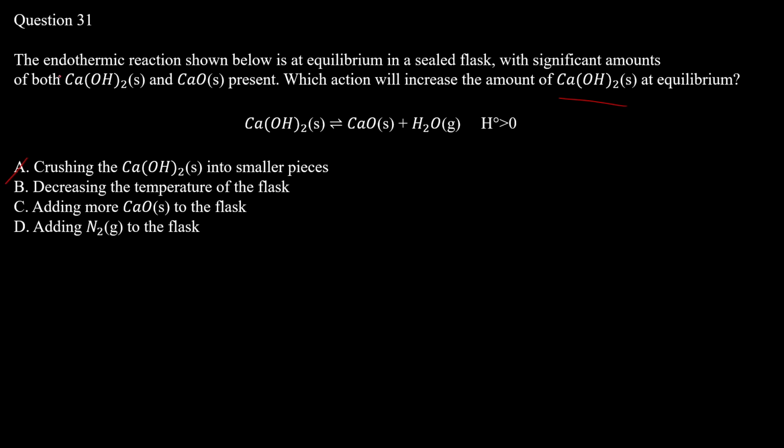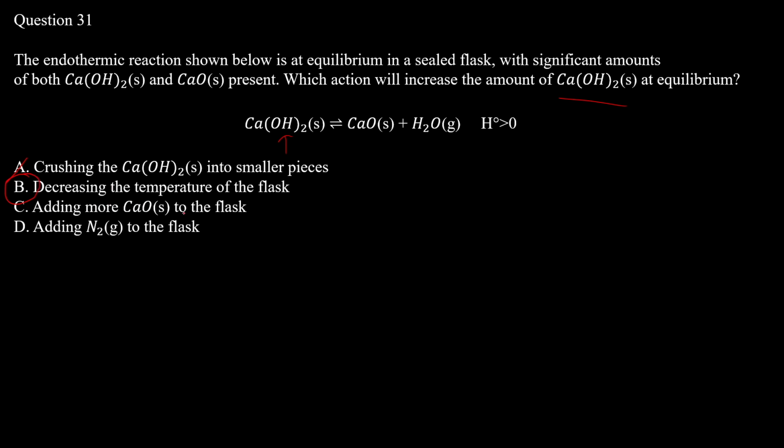B, decreasing the temperature of the flask. Well, our reaction was endothermic. That means that your products have more energy than your reactants. So when you add more energy, you produce more products. And the other way goes too. If you decrease the temperature, more reactants will form. So if you decrease the temperature of the flask, more calcium hydroxide gets produced, and that's exactly what we want. So B is correct, but let's go through C and D to make sure that they're wrong.